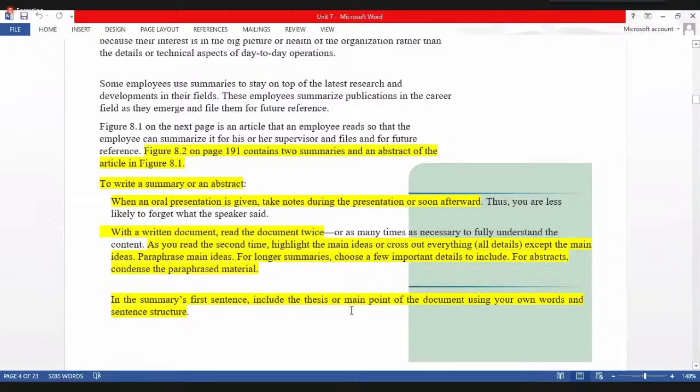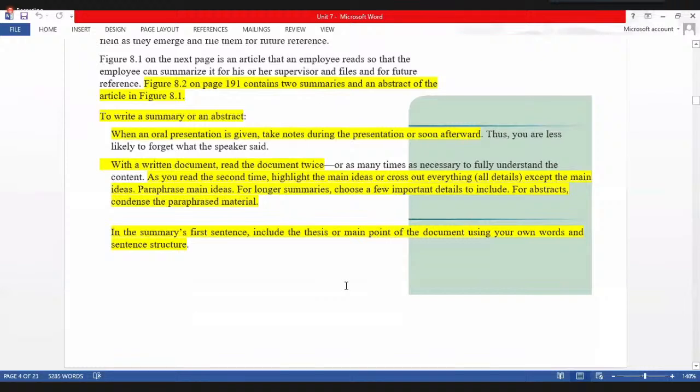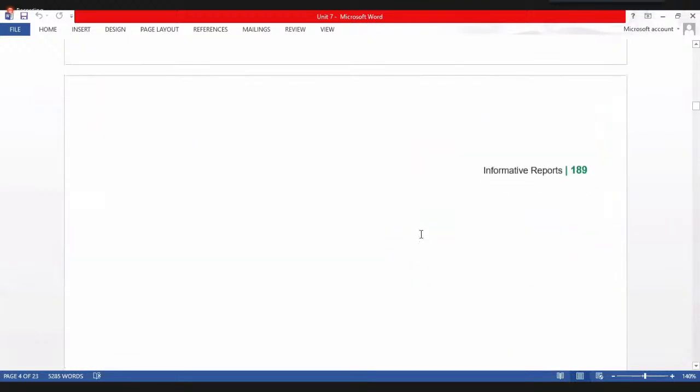Okay, I mean your paraphrase becomes summary. If you write those main ideas in your own language, that becomes summary. And if you summarize the summary, that becomes abstract. Simple. Abstract is summary of summary. Yati bujhne. Abstract is the summary of summary.